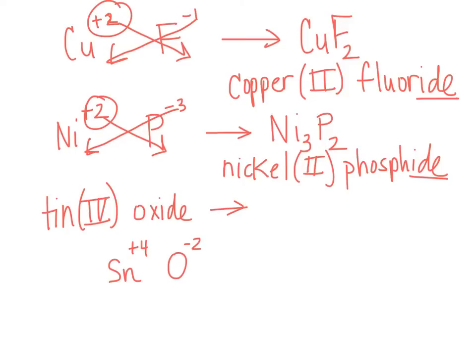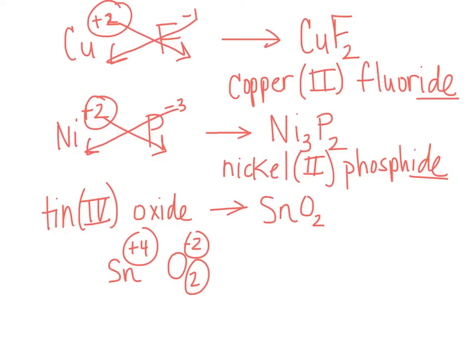Okay, so this is where I'm going to demonstrate the crisscross method and where you need to be careful. But a lot of you will probably look at this and you can do the math in your head, right? So then if you want these to equal 0, you would have 1 tin, and then you would have 2 O's, okay? Because if you had 2 O's, 2 times -2 here gives you -4, and that will cancel out with the +4 there, making your compound neutral. Remember, the compound has to be neutral, it has to equal 0.